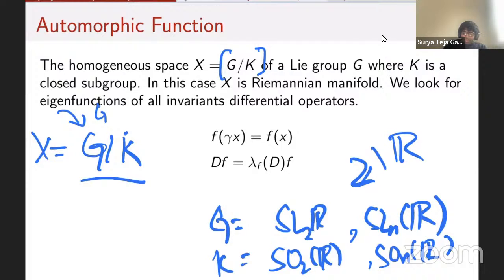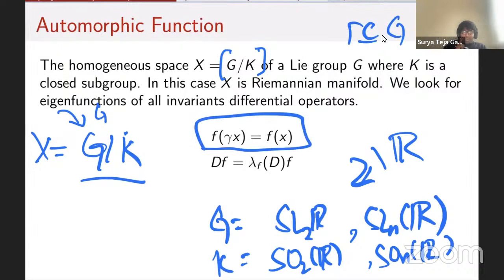you can take some gamma subset of G, which is a discrete subgroup, and you can again ask for functions which satisfy f of gamma x equals f of x. That's the automorphic part. In addition to that, we also tend to ask for f to satisfy some differential equations.